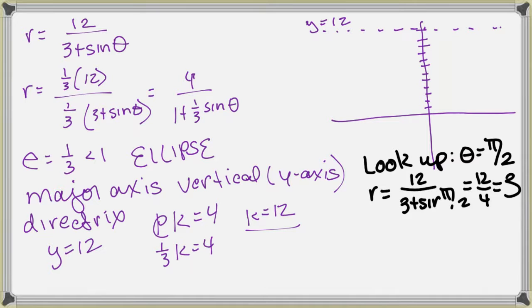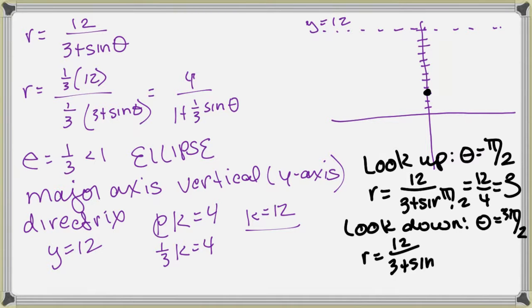So that tells me that I have the point 3, pi over 2. So if I look up, I go to 3. Okay. Now let's look down. So if you look down, theta is 3 pi over 2. So my r is going to be 12 over 3 plus the sine of 3 pi over 2. Sine of 3 pi over 2 is -1, which puts us at 6. So look down and walk 6. 1, 2, 3, 4, 5, 6. And that puts my second vertex right there.